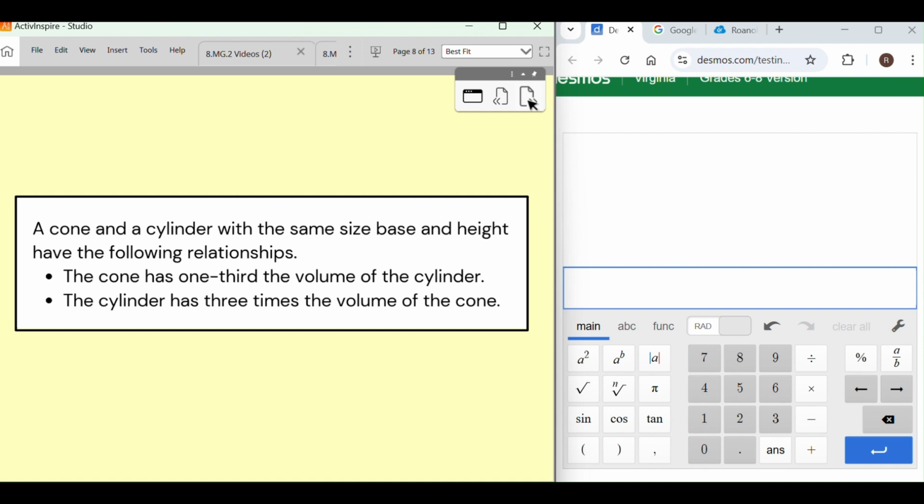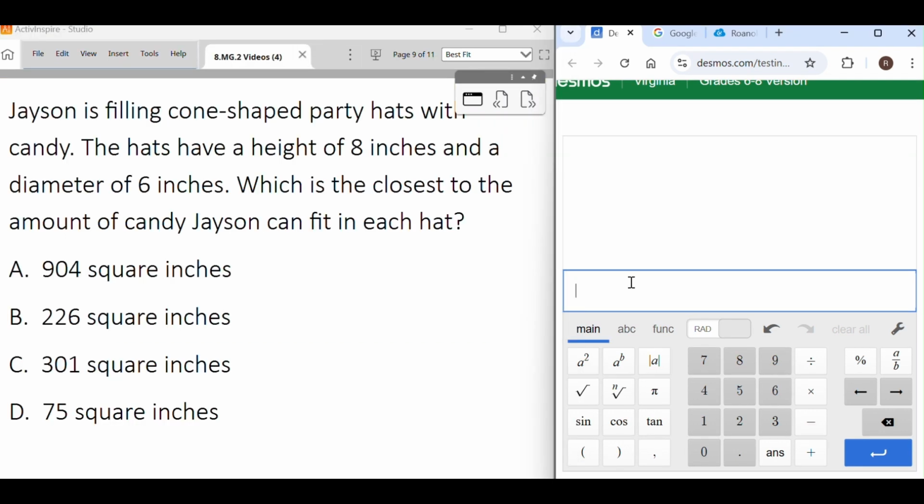Now a cone and a cylinder with the same size base and height have the following relationships. A cone has 1/3 the volume of a cylinder, which means it's smaller. And a cylinder has 3 times the volume of the cone. If you had a cone and you filled it up with sand and they had the same base and height, it would take 3 of those cones filled to fill the cylinder. Okay? And you can tell that because 1/3 means smaller, and that is in the formula for the volume of a cone.